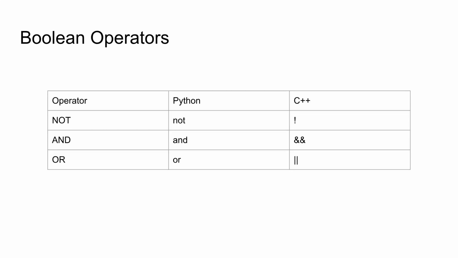Okay, Boolean operators, so you have not, and, or, just like in Python. But in C++, not is an exclamation point, and is two ampersands, and or is two of the pipe characters. The pipe character is the character right above enter on your keyboard. They have the same precedence as in Python: not has highest precedence, followed by and, followed by or. If you need to change the order of precedence, right, use parentheses to make sure that what you want to happen first happens first. Questions here?